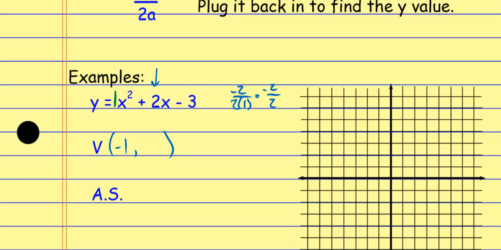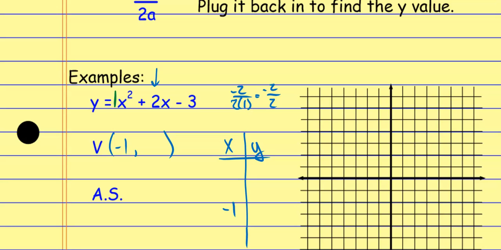I still need to find the y value for the vertex. And again, think of it like you're doing an xy chart here. If I plugged a negative 1 in for x, I just plug it in and see what I get for y. It gives me that ordered pair. I have half of the ordered pair. I need to find the other half.